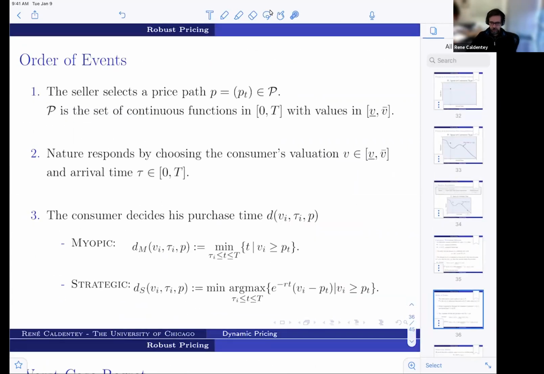All right, so this is the order of events. Then the seller sets a price trajectory. Nature responds with some customer type V tau, and then the customer buys, whether using this rule if the customer is myopic, or using this strategic rule if the customer is strategic. All right.